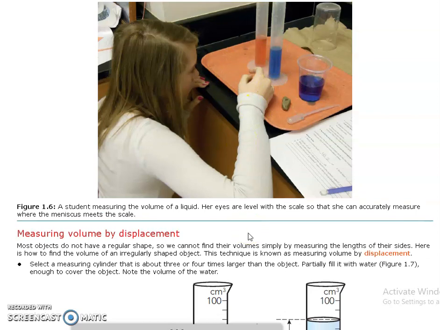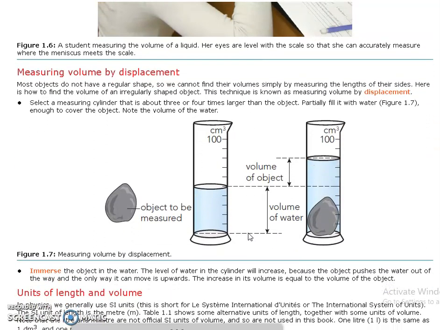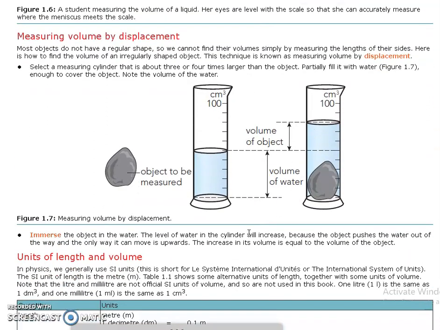Next, what we are going to discuss is measuring volume by the displacement method. Most objects do not have a regular shape, so for such objects we have to use this volume displacement technique. We cannot find their volume simply by measuring the length of their sides. Here we have to find the volume of an irregular shaped object. This technique is known as measuring volume by displacement.